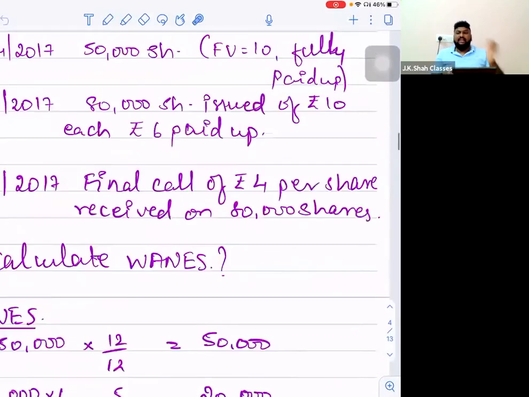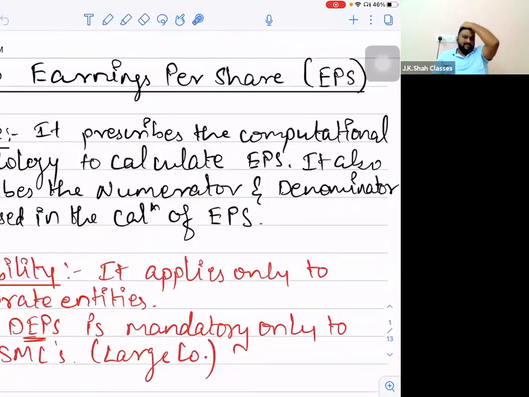Now we'll be starting with the next topic, that is AS20, earnings per share. This is a very important accounting standard, and this is a group 2 accounting standard again.